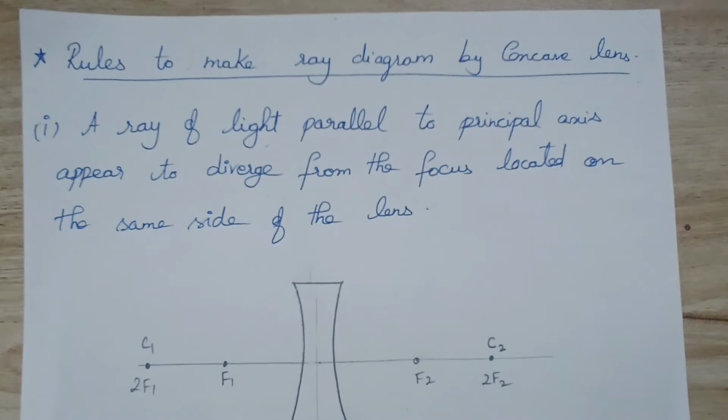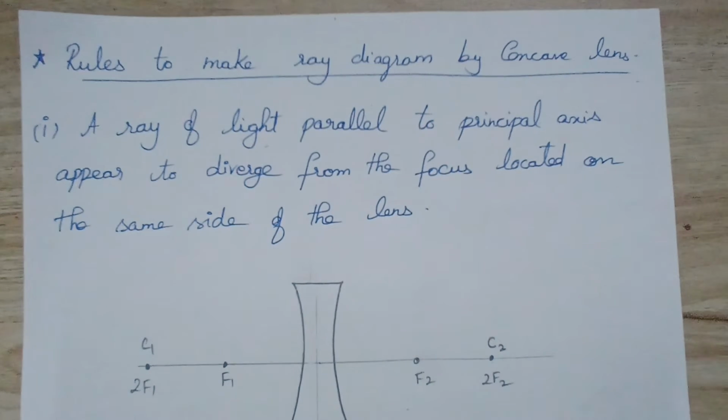Hi dear, today we'll see the image formation by concave lens. Okay, so we'll represent that image by using the ray diagram, right? So we have certain rules to draw the ray diagram: when a ray is refracted by the concave lens, how it will emerge out.